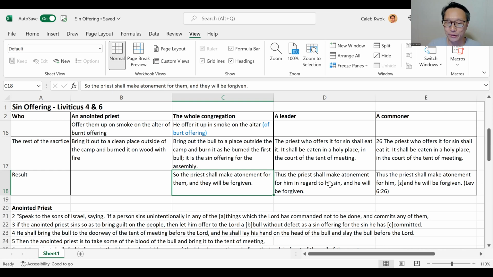Okay, let me just read it to you, and then I need to wrap up. I know I went over 10 minutes. The priest who offers it for sin shall eat it. It shall be eaten in a holy place in the court of the tent of meeting. Thus the priest shall make atonement for him, referring to the leader, in regard to his sin, and he will be forgiven. The information about the priest eating the sin offering for the leader and the commoner can be found in chapter 6. It's not in chapter 4.